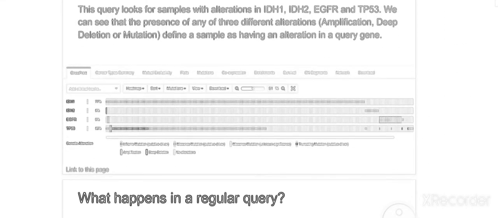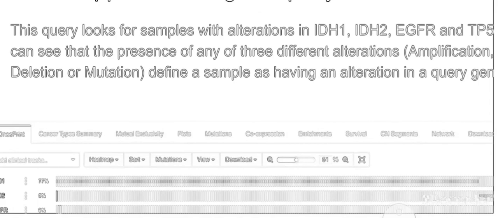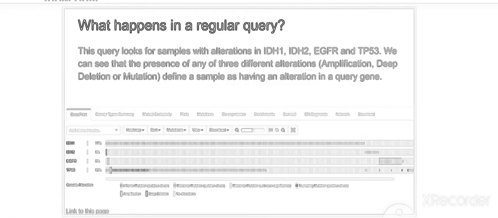Firstly, you have to enter your query. What happens in a regular query? This query looks for samples with alterations in IDH1, IDH2, EGFR, and TP53. These are gene names. We can see that the presence of any of three different alterations, amplification, deep deletions, or mutations, define a sample as having an alteration in a query gene.